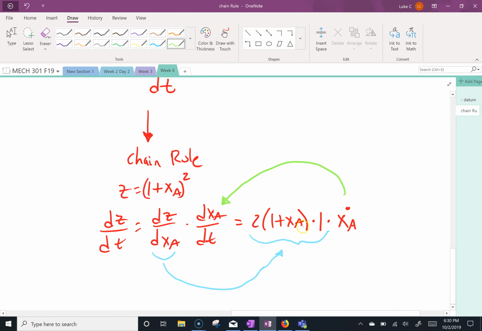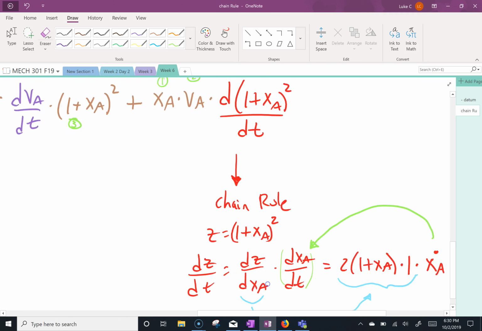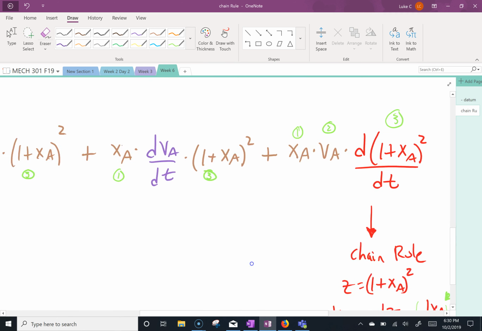That I've circled. It's in red, but it's the light blue underline. You take the derivative of z with respect to xa, you multiply by 2, subtract 1. 2 times 1 plus xa times the derivative of the inside, which is 1. Okay, that is dz dxa. Then multiplied by this term, which is in green. It's xa dot. So then that would go back up there. So that's the product rule.